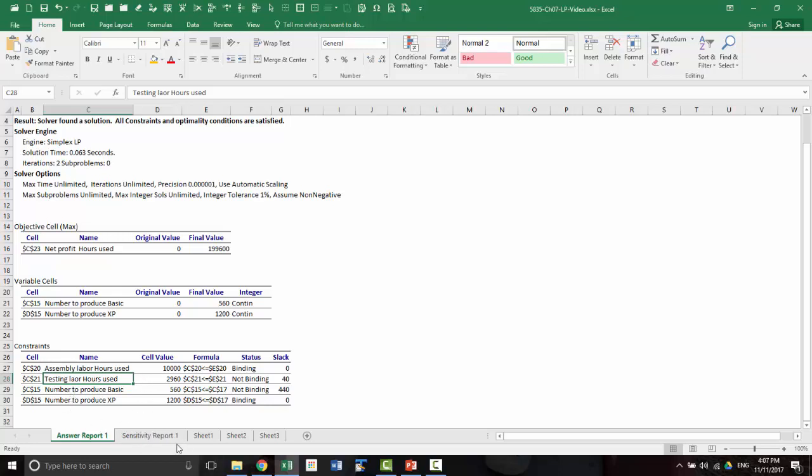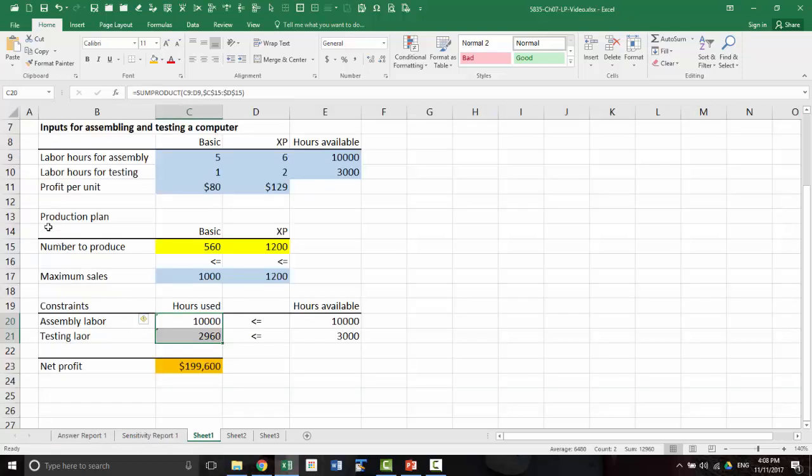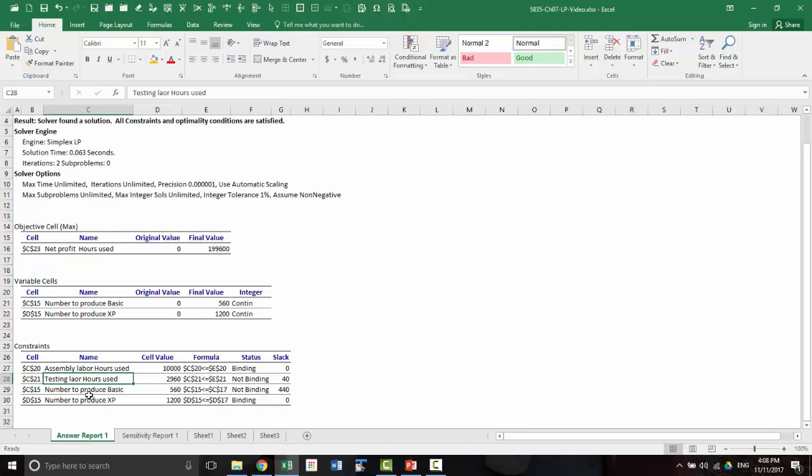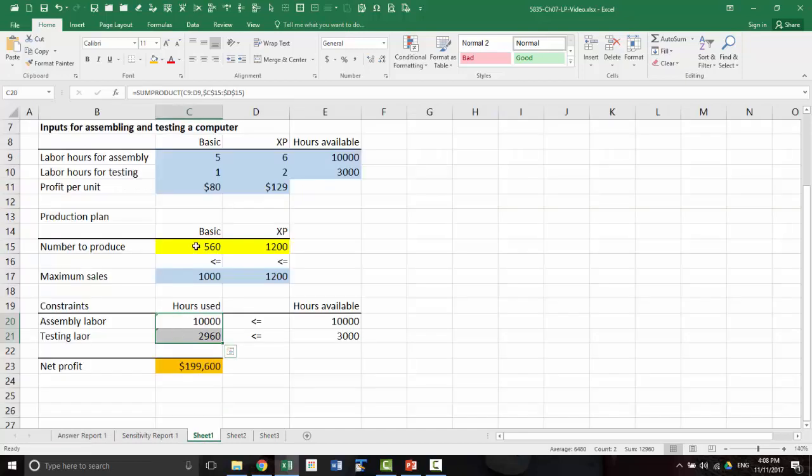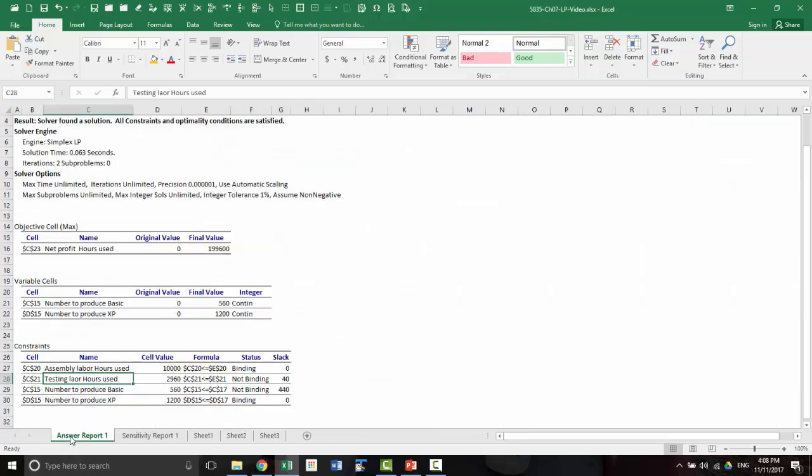And again, number to produce basic, number to produce XP. The cell values are 560 and 1200. And the formula, which is the constraint itself. Okay, so that's that.